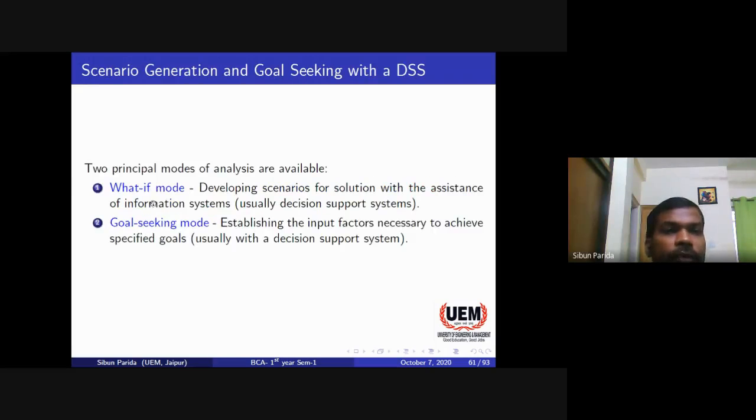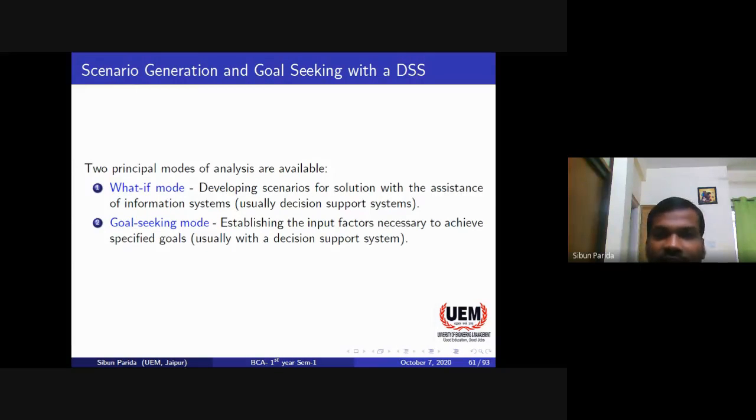Now, scenario generation and goal seeking with a decision support system. Two principal modes of analysis are available. What are they? One is what-if mode, another is goal-seeking mode. What-if mode is developing scenarios for a solution with the assistance of an information system, usually a decision support system. What-if means you are questioning, and from the question you are taking the decision. What if it will rain? So I have to take a decision: I have to go with an umbrella.